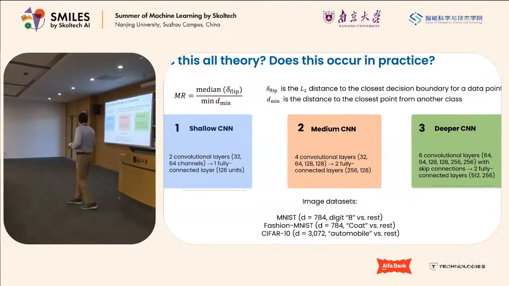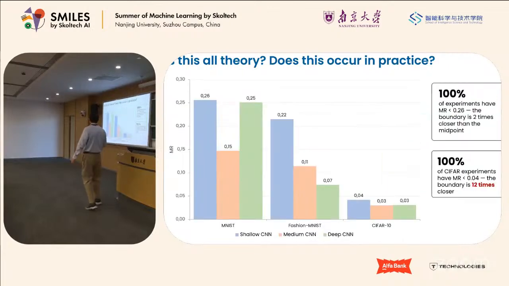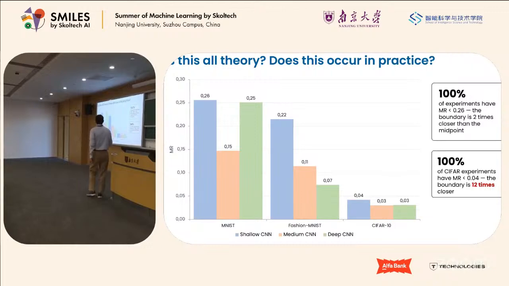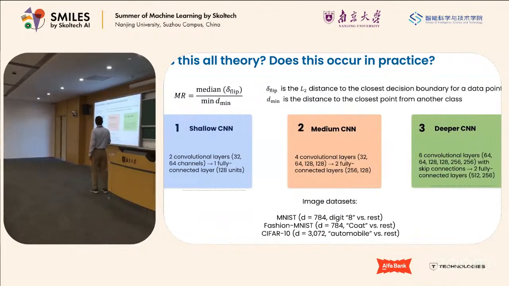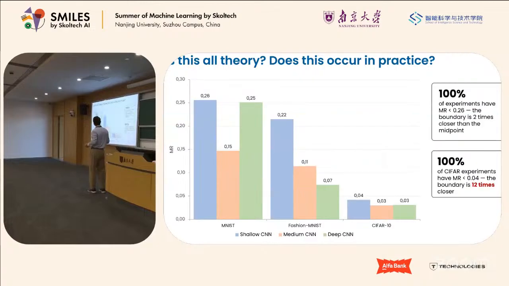Now, I took a shallow neural net, I took a medium CNN, and then a deeper one, like 2 layers, 4, 6. And here are my results. What I'm showing here is the ratio of the median distance to the decision boundary, not the minimal, the median, and to the minimum distance between classes. And the ratio is very funny.